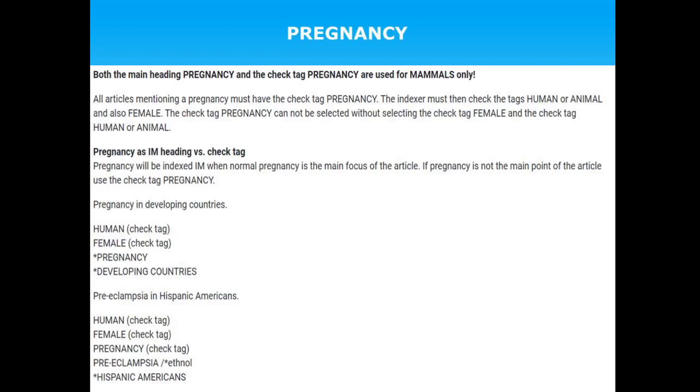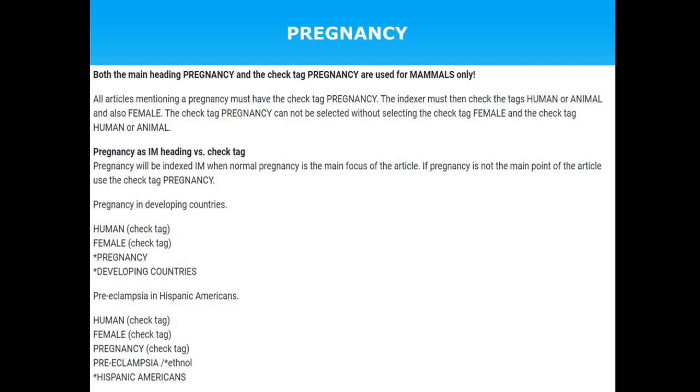I told you IM is represented by an asterisk symbol. So here, an asterisk for pregnancy, and developing countries is another IM, another important concept. So what are the check tags here? If pregnancy is there, the automatic check tag is female, and human, since it is talking about humans. After analysis, we assume that it's talking about humans, and we are adding human and female as check tags for the IM pregnancy.